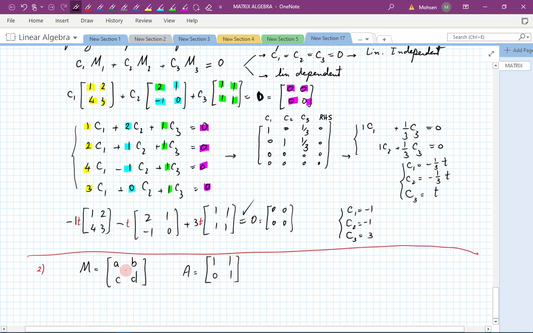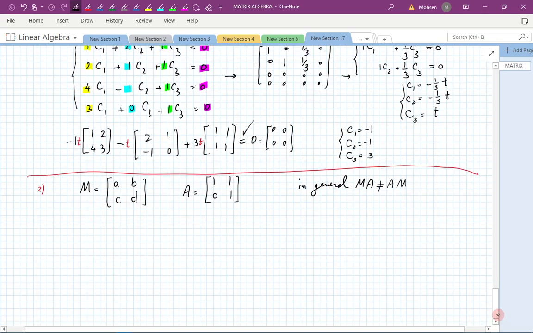And then the question is, well, we know in general, if you multiply M with A like this or A with M like that, they wouldn't be equal. Now the question is, what should be true about A, B, C, D so that they'll be equal? Find conditions on A, B, C, D so that something special happens, which is our matrices are going to be commutative.